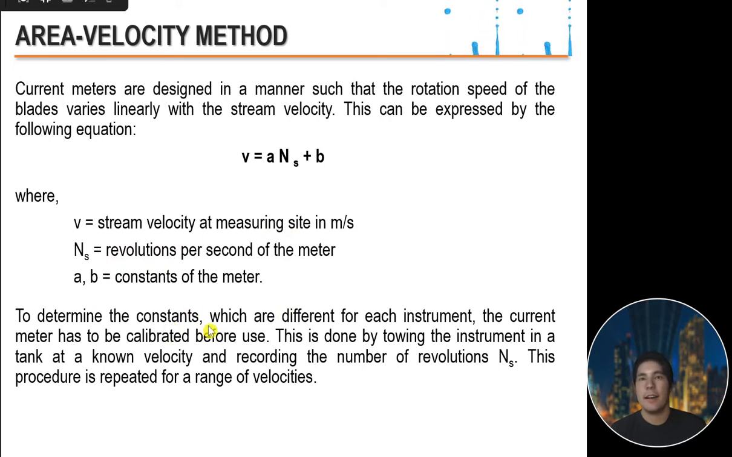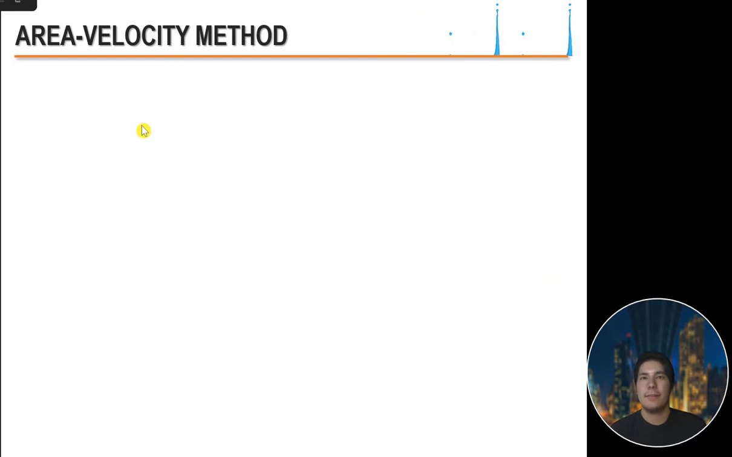To determine the constants, A and B, which are different for each instrument, the current meter has to be calibrated before use. This is done by towing the instrument in a tank at a known velocity and recording the number of revolutions, ns. This procedure is repeated for a range of velocities. So that is the calibration of our current meter.